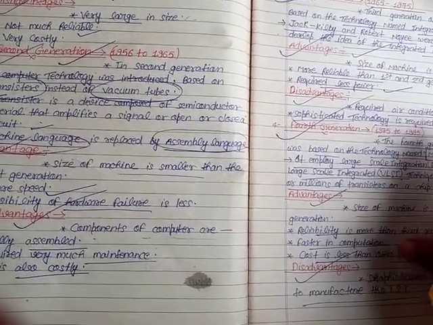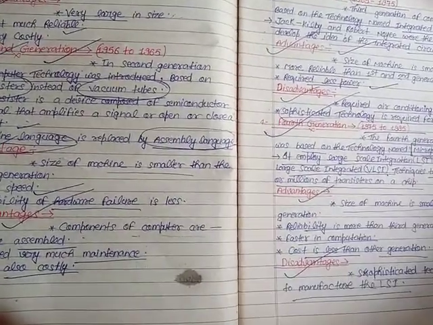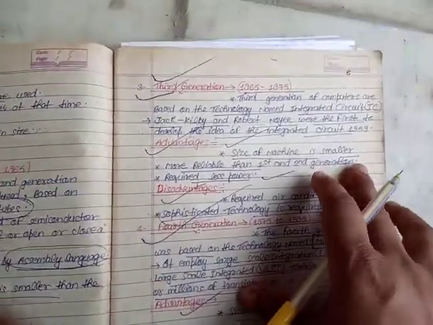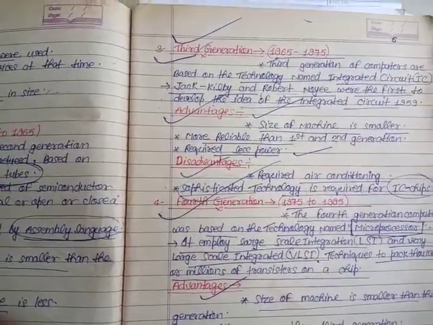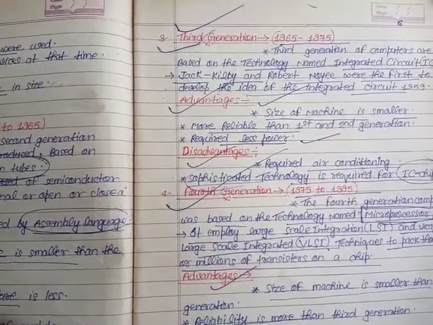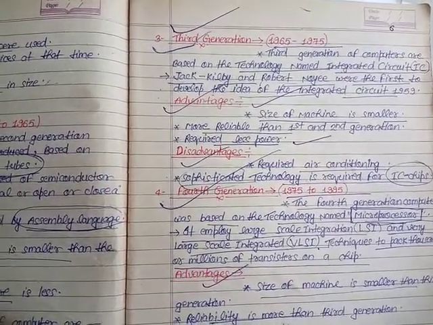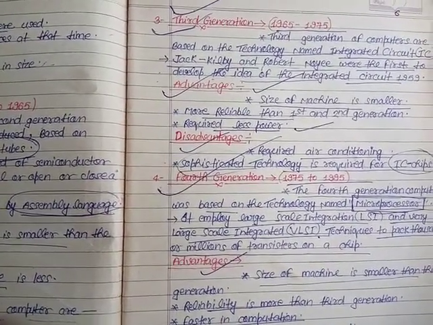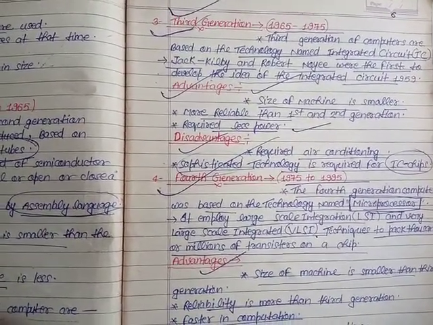Then we migrate to the third generation of computer. Third generation starts from 1965 to 1975. In third generation of computers, the technology used is named integrated circuit. Integrated circuit means IC. It means transistors are replaced by ICs.